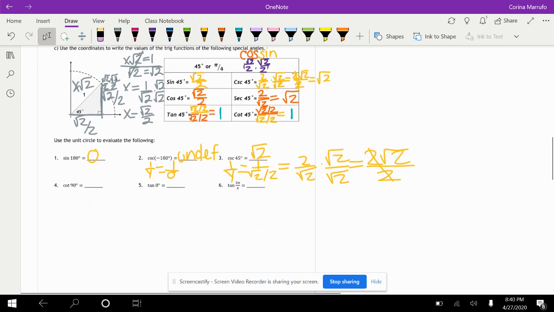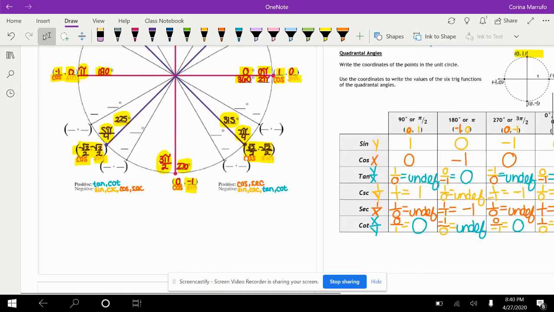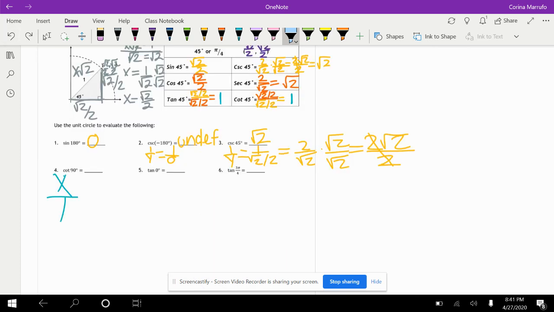Okay, the next one is cotangent of 90 degrees. Now remember, cotangent is the opposite of tangent, so it is your x value divided by your y value. We're looking at 90 degrees, so I go to my unit circle and find 90 degrees. Here, I'm going to take my x value, which is 0, and divide it by my y value, which is 1. So I'm going to do 0 divided by 1, and 0 divided by 1 is 0.